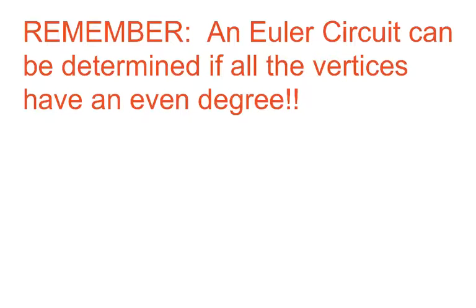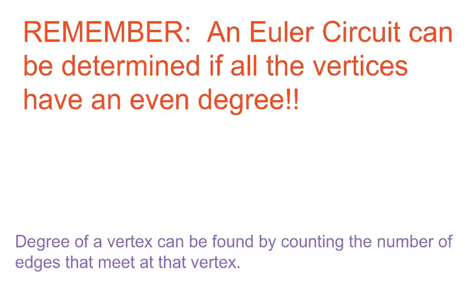Remember, an Euler circuit can be determined if all the vertices have an even degree. The degree of a vertex can be found by counting the number of edges that meet at that vertex. For an example here, we have this vertex with 3 edges that meet at that vertex. So the degree of this vertex is 3. Another example here, there are 4 edges that meet at this vertex. So the degree is 4.